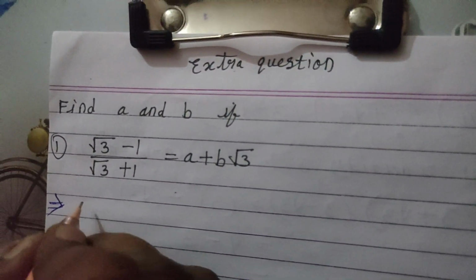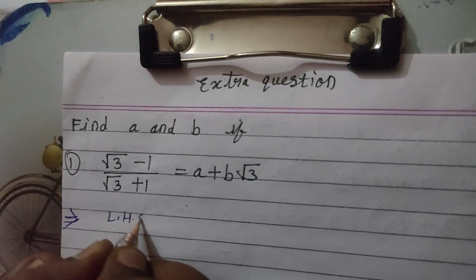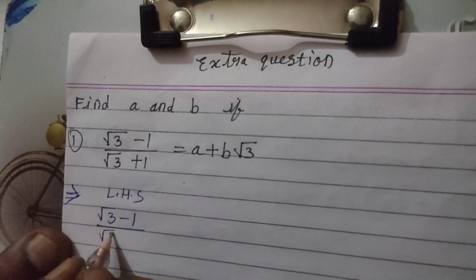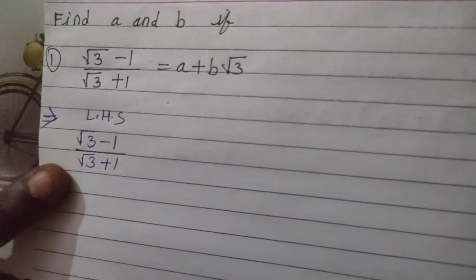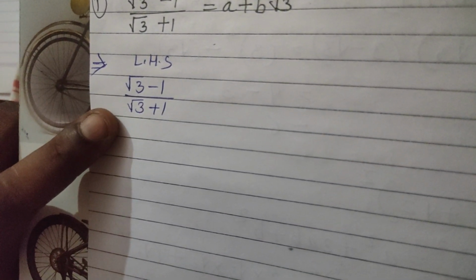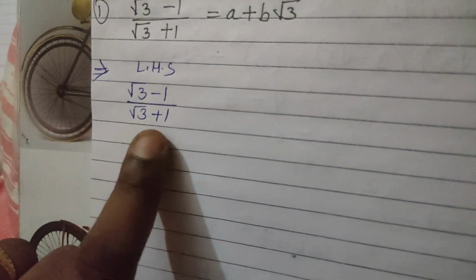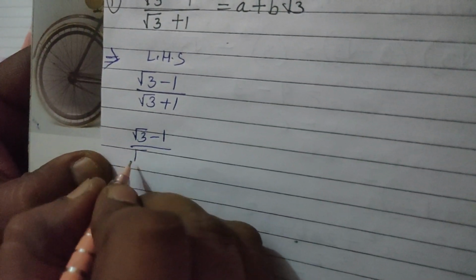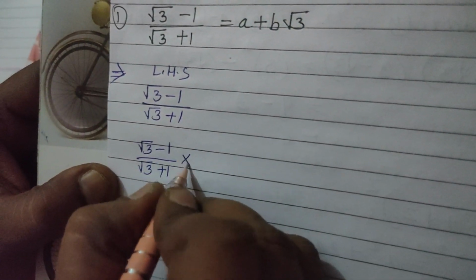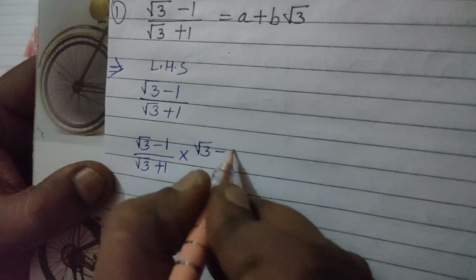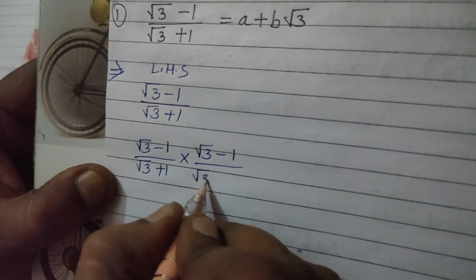So I am taking the left hand side: root 3 minus 1 upon root 3 plus 1. Here root 3 plus 1 is the denominator, which is an irrational number, so you have to rationalize it. The rationalizing factor of root 3 plus 1 is root 3 minus 1. As we saw in the last example, we multiply both numerator and denominator with the rationalizing factor of the denominator, that is root 3 minus 1.